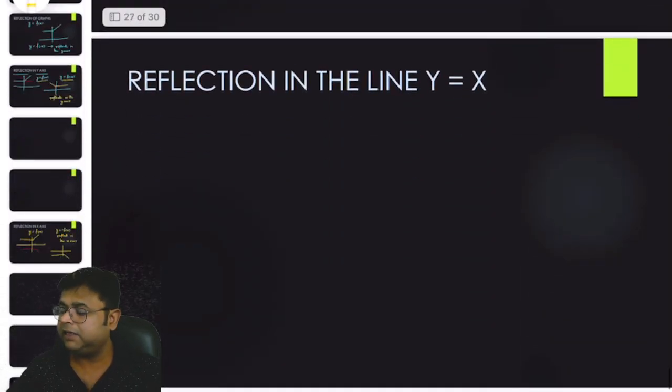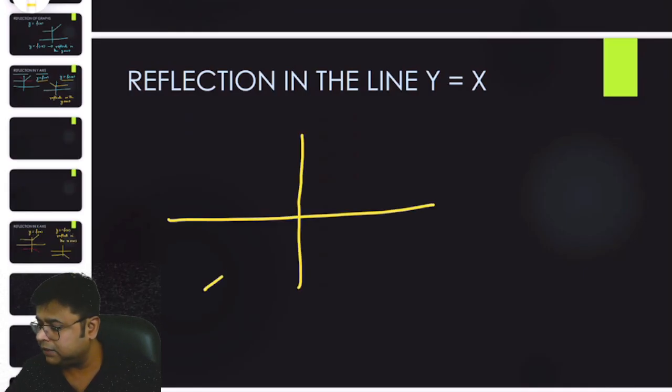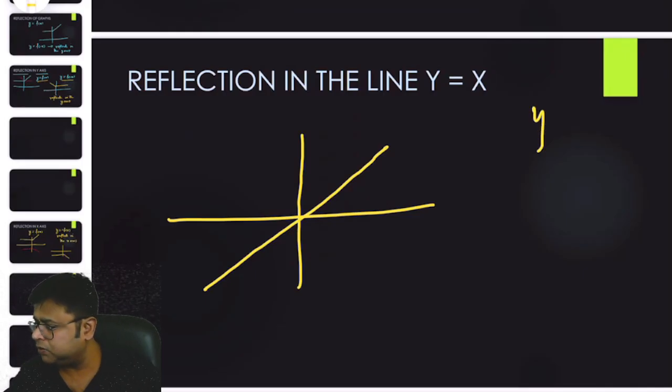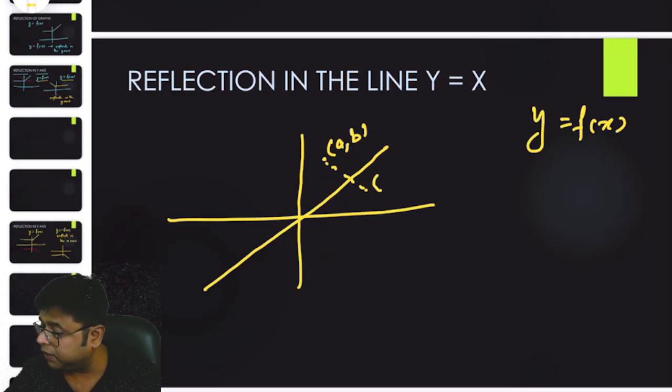Now, the last thing is reflection in the line y equal to x. Reflection in the line y equal to x means the change in the nature of x and y. So the x coordinate becomes the y coordinate for whatever the initial function is. Suppose y equal to f(x) is the initial function, and for this suppose we have a coordinate (a, b). Now it will be reflected here. So the y coordinate becomes the x coordinate, and the x coordinate becomes the y coordinate.